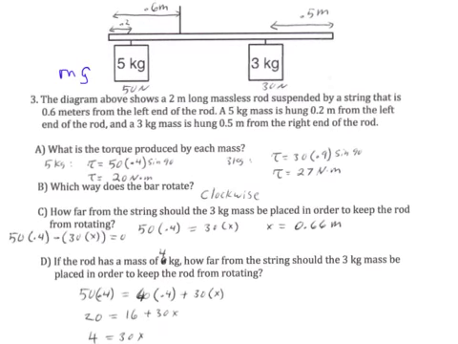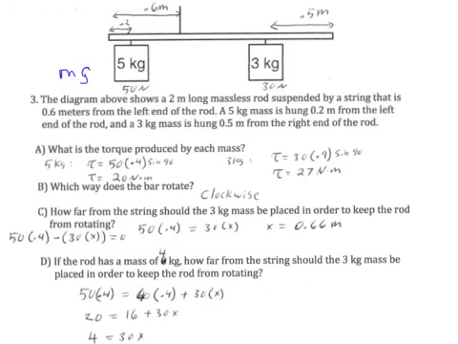Now, how far from the string would the 3-kilogram mass need to be placed in order to keep the rod from rotating? In other words, what we want is for the two forces to equal each other, so we want zero net torque. You could set it up by saying this is clockwise, so that's a negative torque, and this is a positive torque since it's causing a counterclockwise rotation, and that would give you this.